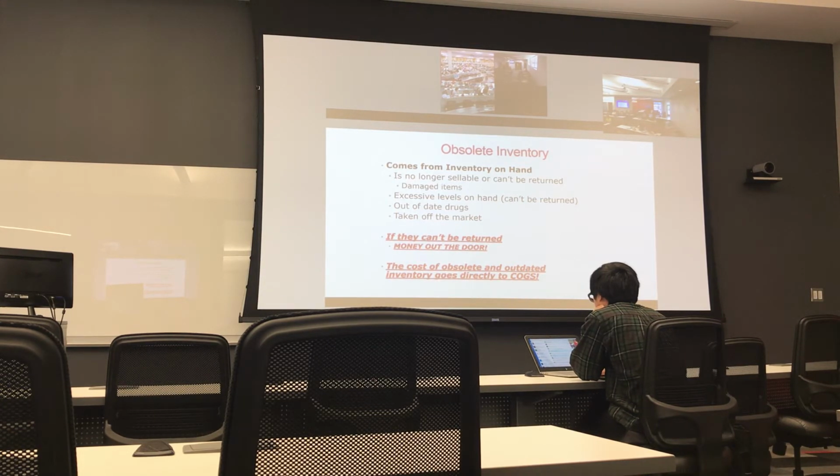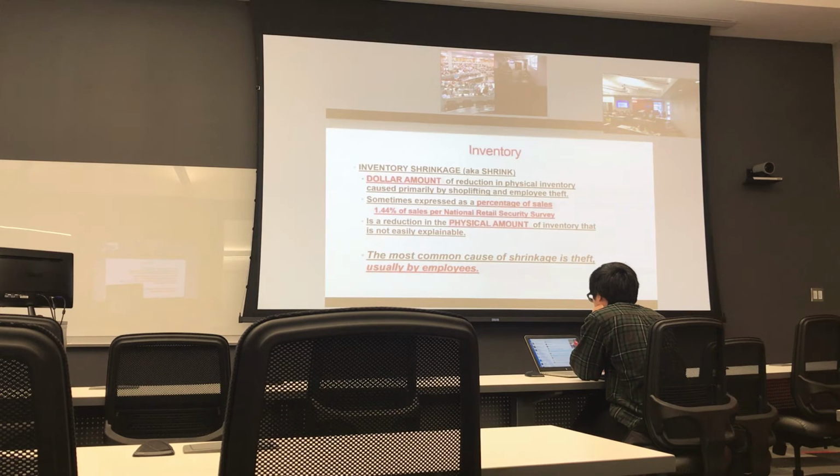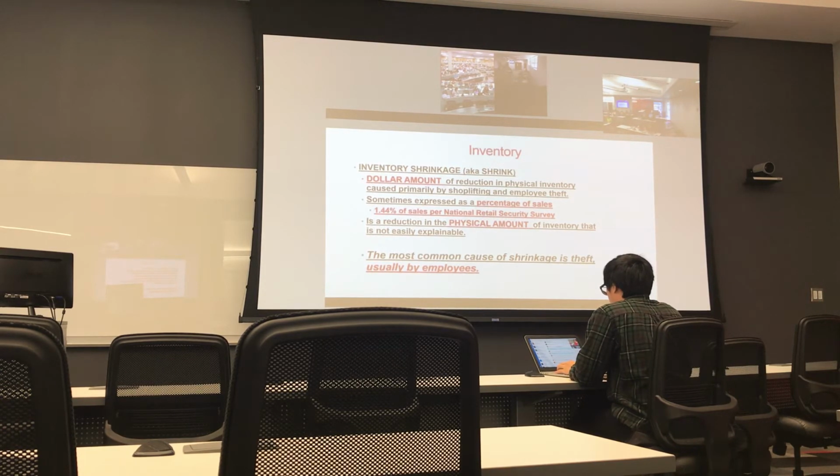Then they call that shrink, like when they count it. Again, they have the book inventory, or what you should have. They count it. You're 2 or 3% over, or you're 2 or 3% under. Usually it's under, and that's shrink. And it says here, a national retail survey said 1.44% of sales was the estimate of what shrink would be. So it's only 1.4%, but on an individual basis, it can add up. And the most common cause of shrinkage is theft, usually by employees.